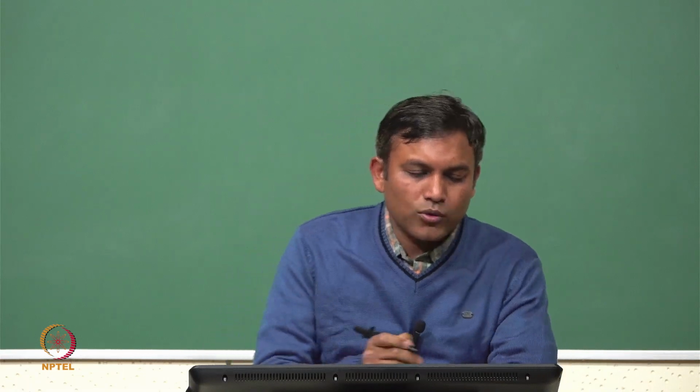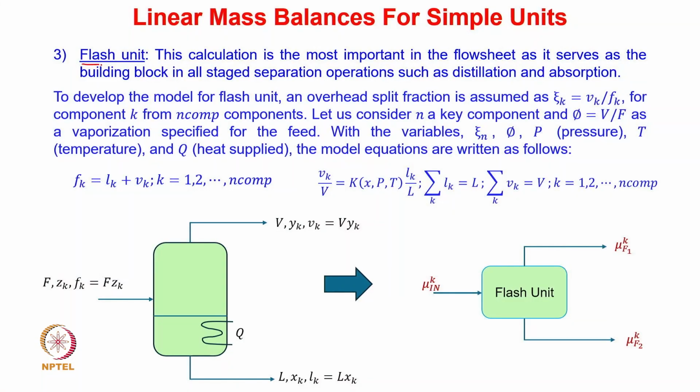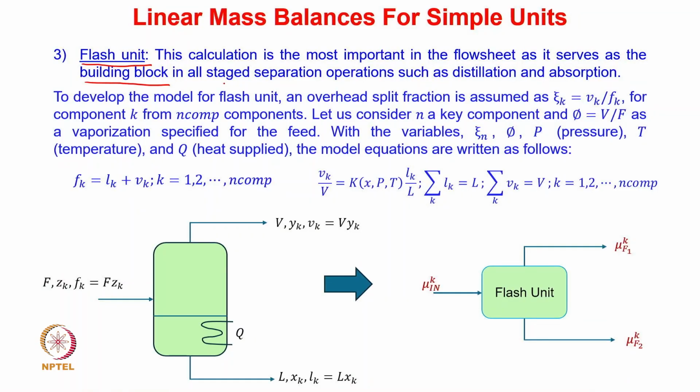Now coming to another unit, the flash unit is an extremely important unit. This particular unit is extremely important primarily because it serves as a building block in all the stage separation operations like distillation and absorption. Each of the trays of the distillation column or the absorption tower is similar to the flash unit we are looking at.